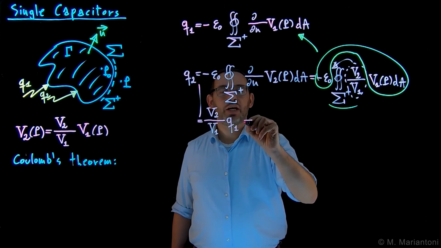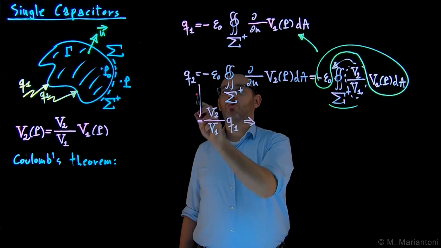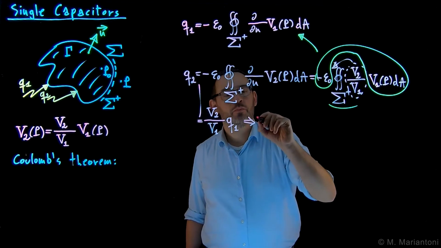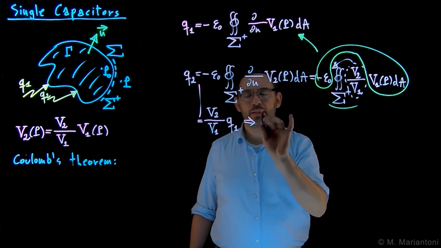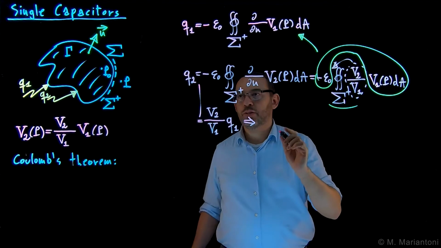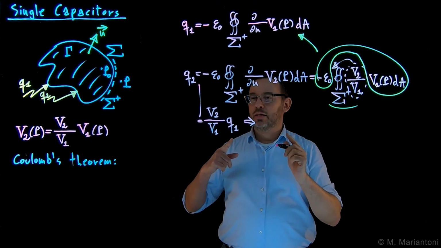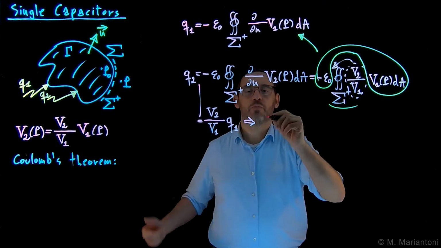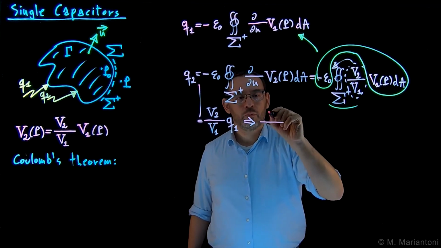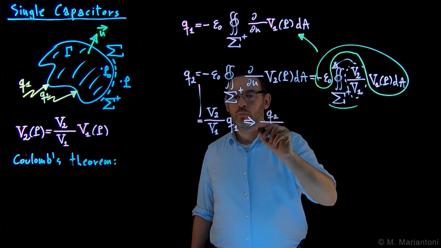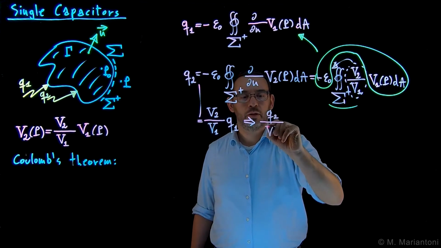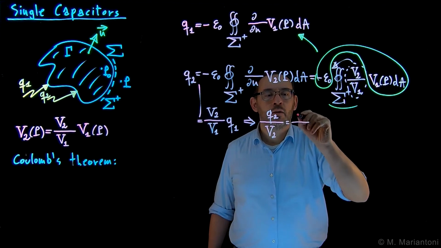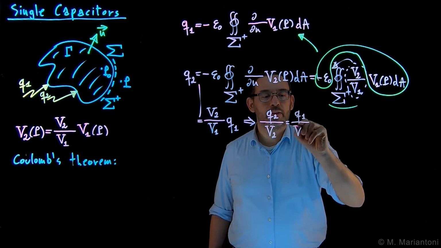Okay, so by reshaping a little bit this equality, Q2 equal V2 over V1 Q1, and generalizing, we can write the following sequence. The sequence will tell us that Q2 over V2, I bring this to the other side, so that's perfect, Q2 over V2 equal to Q1 over V1.